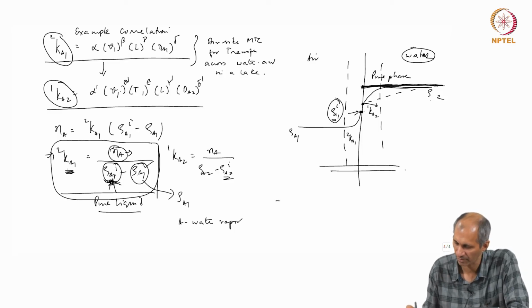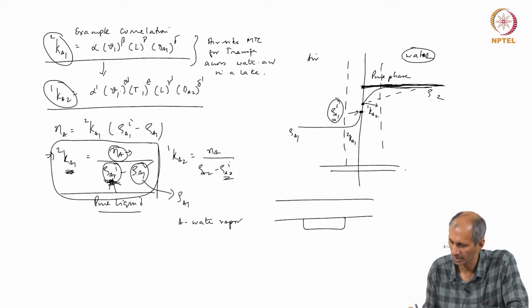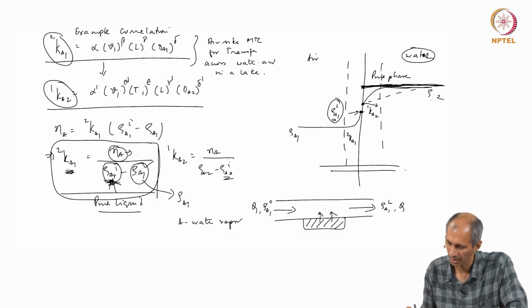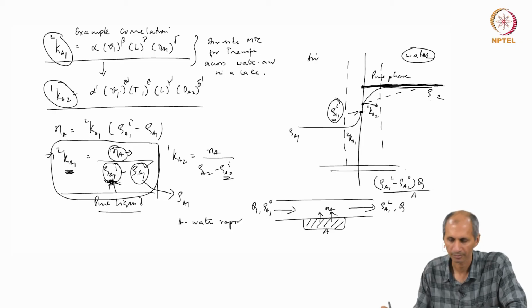So, for example, in an experiment which is looking at this, I have water here, I have air going in at some concentration, we will call it rho A1, and air is coming out at rho A1L. We use the box model here, a simple mass balance, and this is coming in at a flow rate Q, and this is the flux. So, simply we say rho A1L minus rho A10 into Q divided by the area should give me the flux.